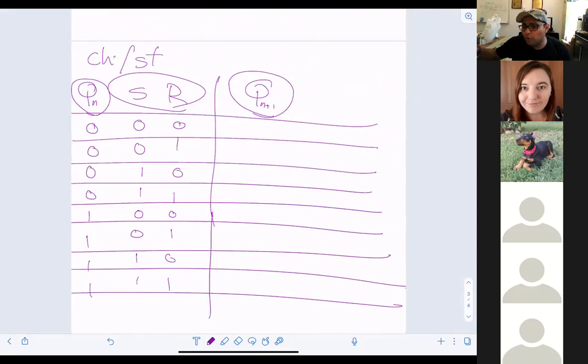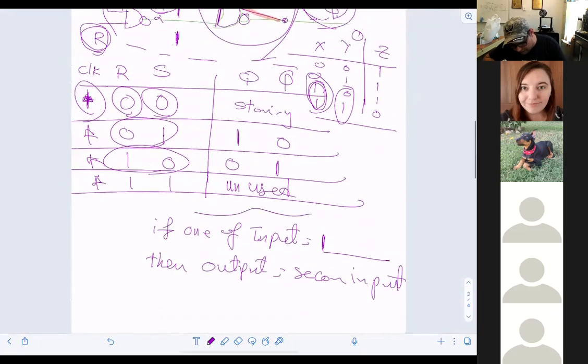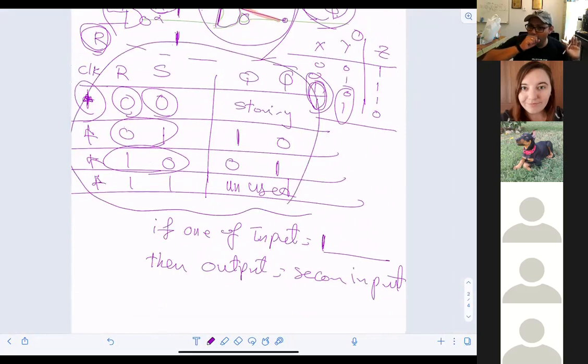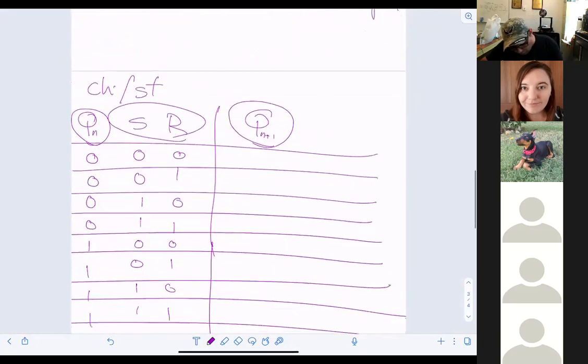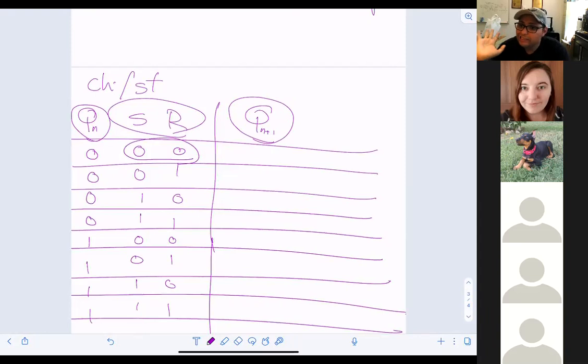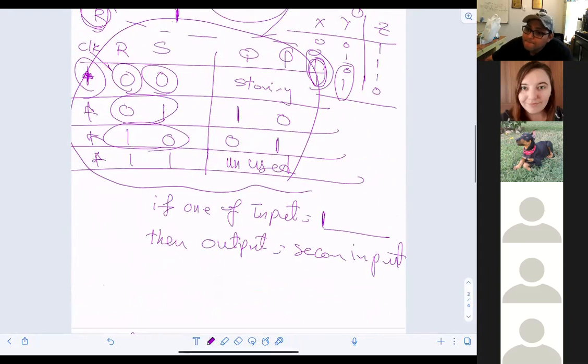Now we need to check the QN plus 1 based on the knowledge I have in this table. Sounds good? Okay. So SR is 0, 0. When we said SR is 0, 0, what will happen here? I'm going to be storing, right? Jonathan, what does it mean storing? It means that the present will be the future, right?